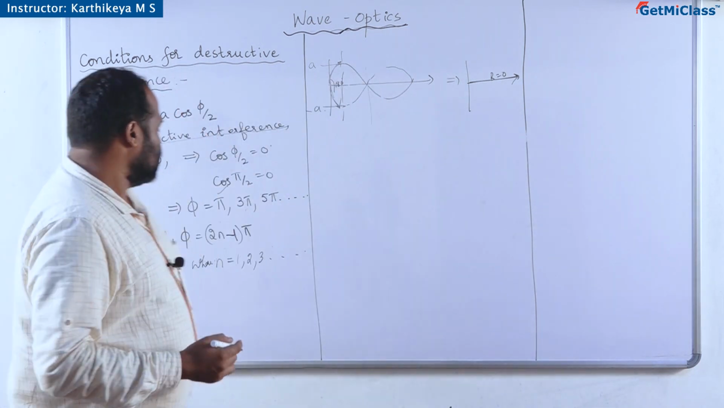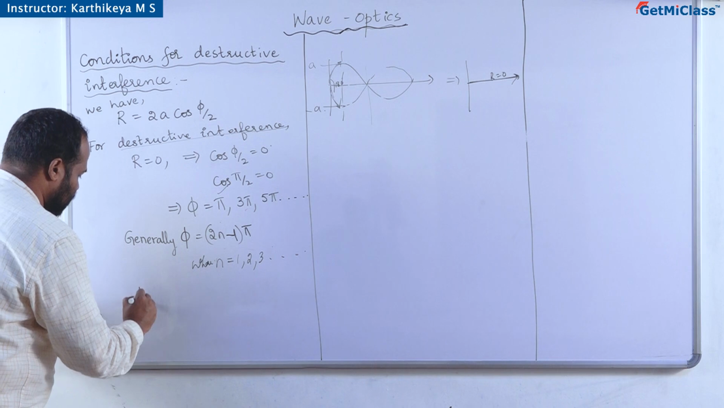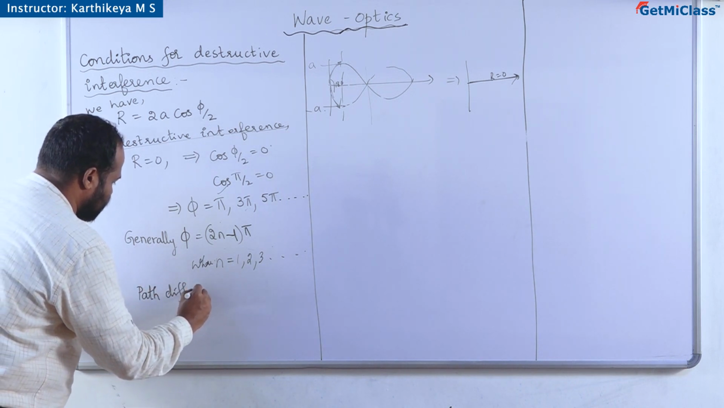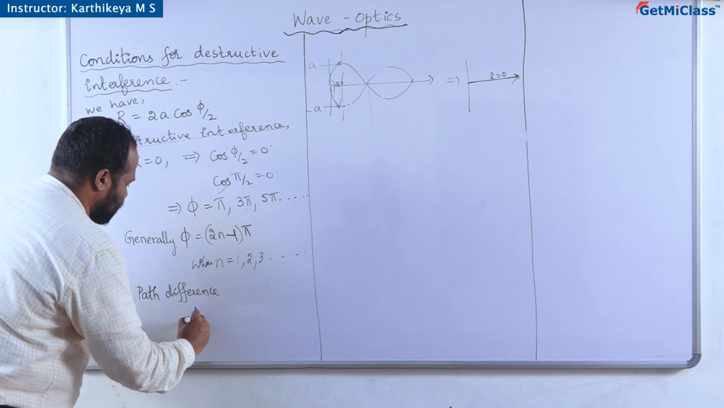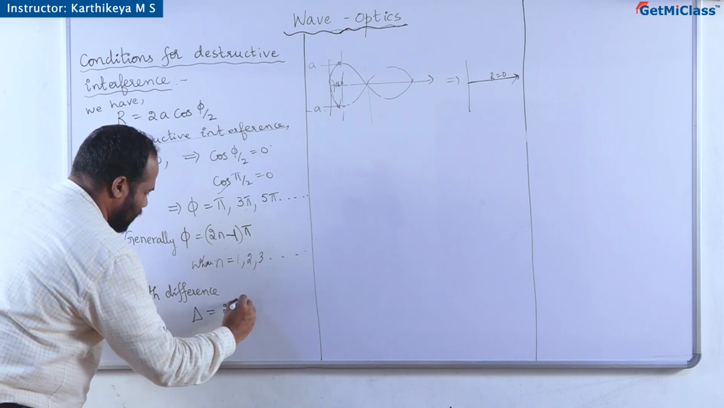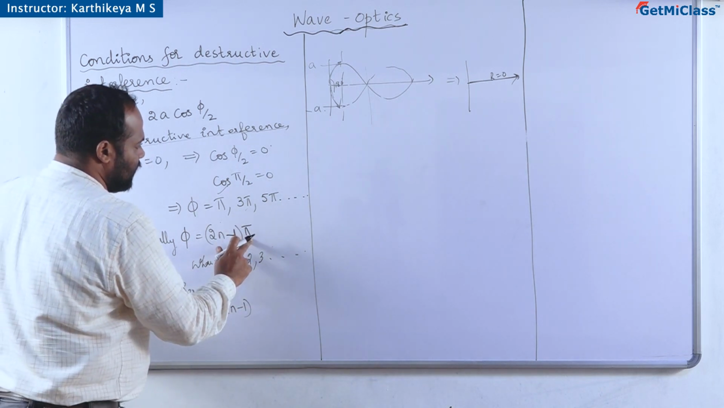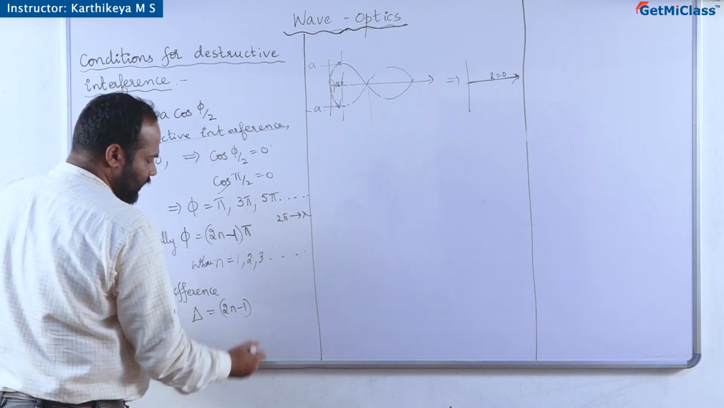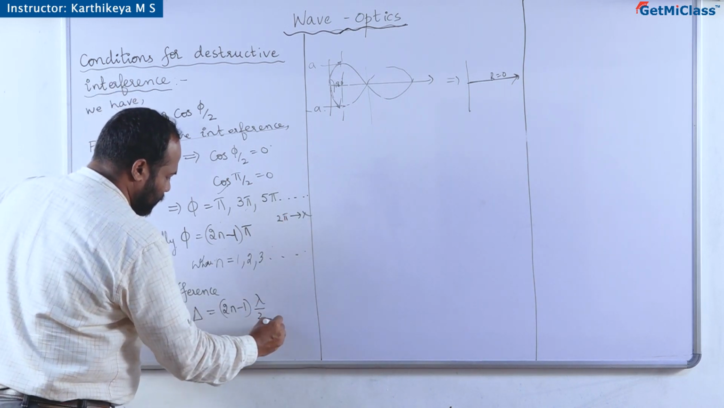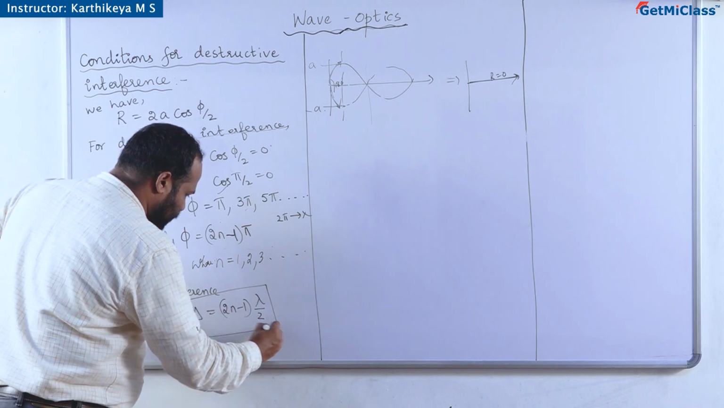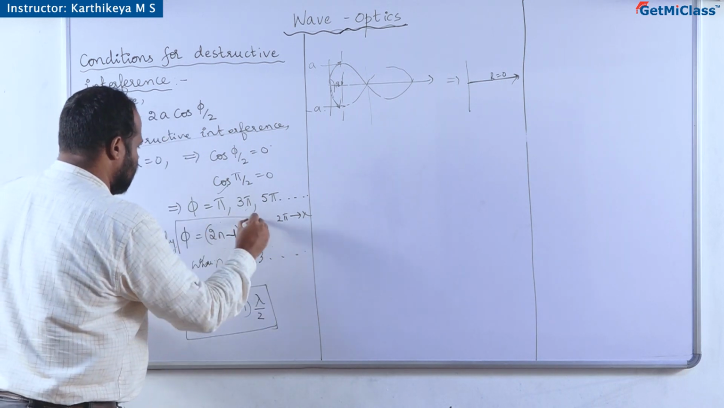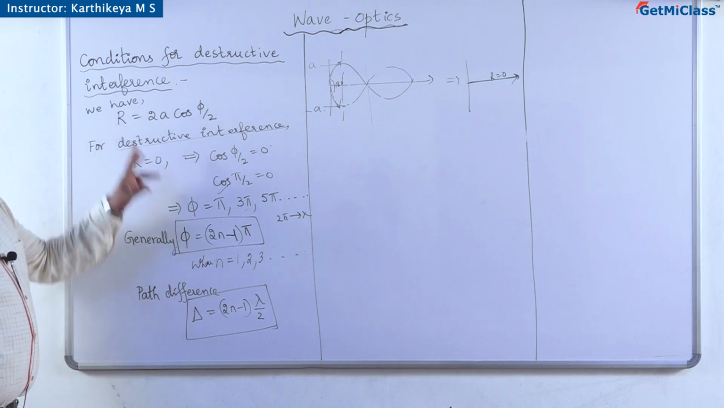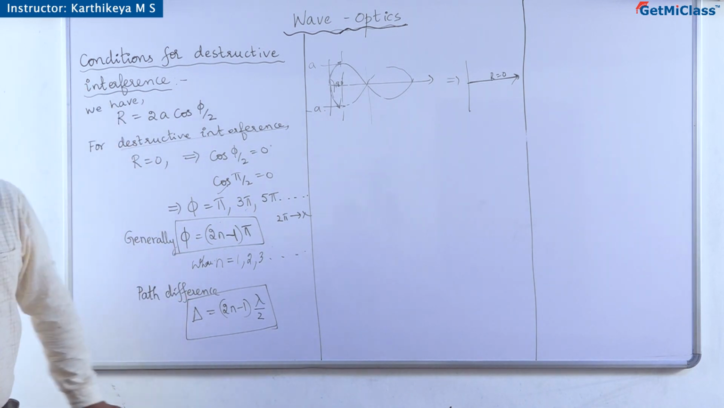Obviously we know the path difference then. For destructive interference, the path difference delta is 2n minus 1 times lambda by 2. Since 2 pi corresponds to path difference lambda, pi corresponds to path difference lambda by 2. So this is the condition for phase and path difference of destructive interference.